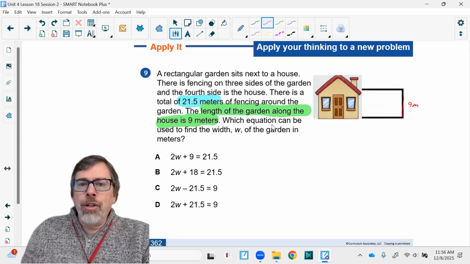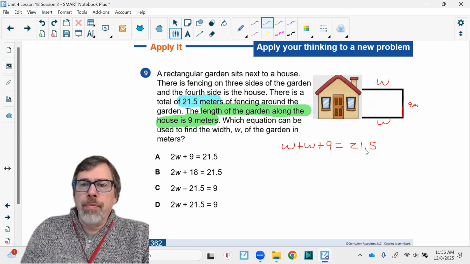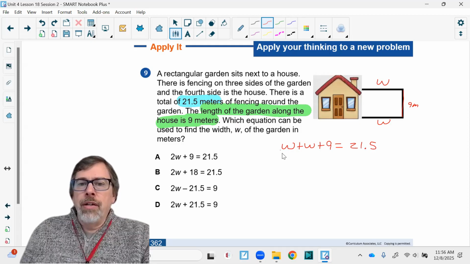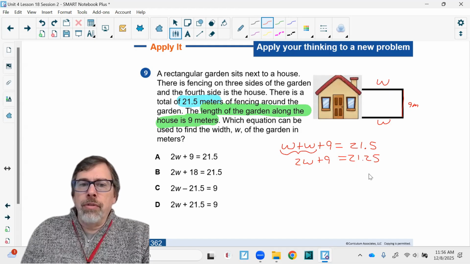Continue reading. Which equation can be used to find the width W? So there's the width W. Well, what do we know about rectangles? Their opposite sides are equal or congruent. So that's also a length of W. So there is our 3 sides, and we know they add up to 21.5. So you'd say W plus 9 equals 21.5. There's our equation to find the length of this. Combine like terms using GEMDAS, and I get 2W plus 9 equals 21.5. Okay, and there is our answer right there.